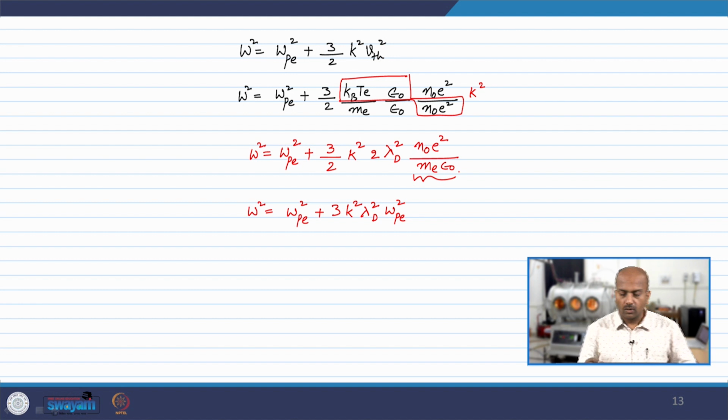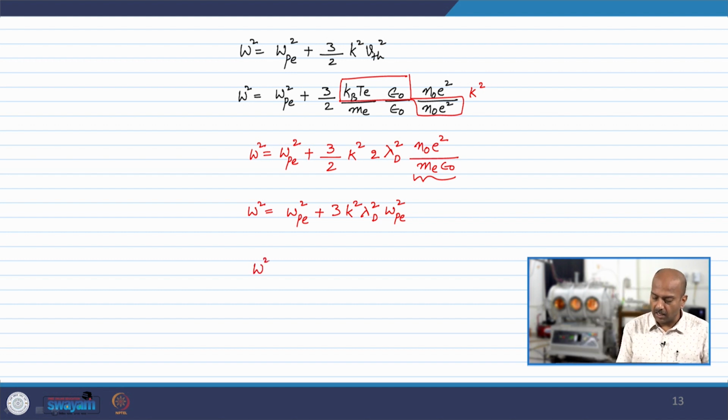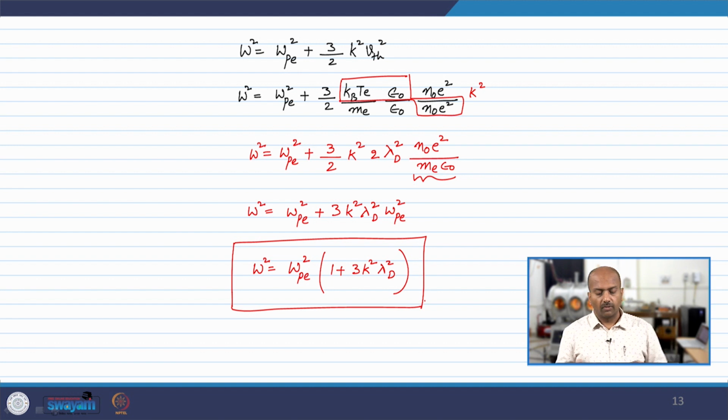How did we get this term? In order to accommodate lambda d, we multiplied with epsilon naught divided by epsilon naught, multiplied with n naught e square divided with n naught e square, just so that we can call this k B T e epsilon naught by n naught e square as lambda d square, and the remaining terms resemble the plasma frequency. So, the dispersion relation can now be written as omega square is omega p e square times 1 plus 3 k square lambda d square. This is another version of the dispersion relation of the electron plasma wave.